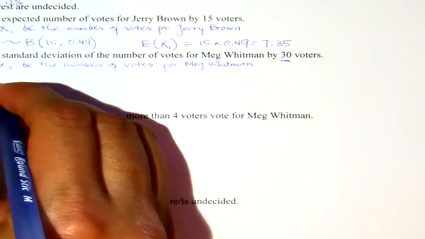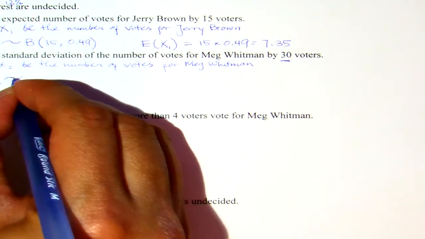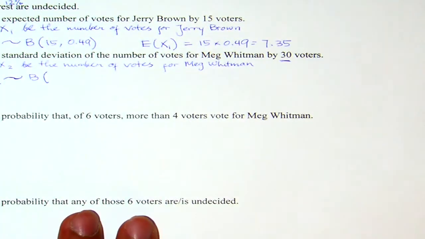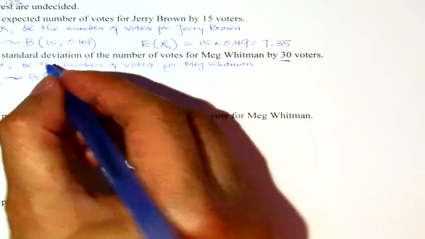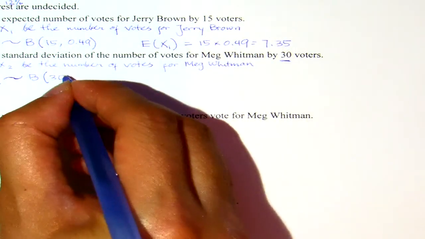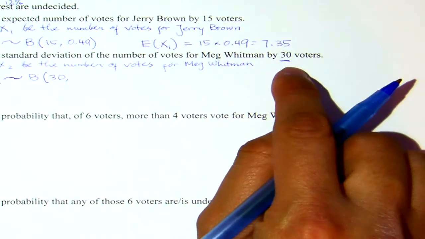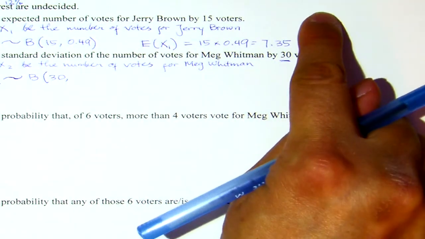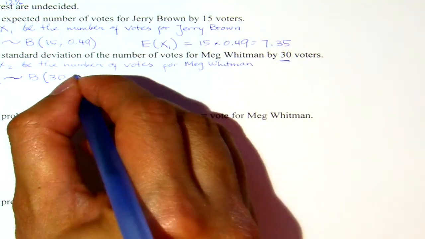And this random variable, therefore, will be binomially distributed with number of trials this time 30, and the probability of each success, meaning the probability that one voter will vote for Meg Whitman, is 39%, that is 0.39.